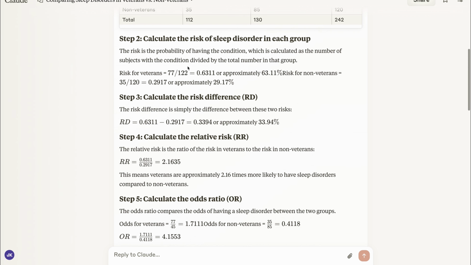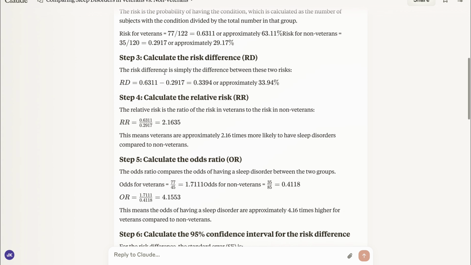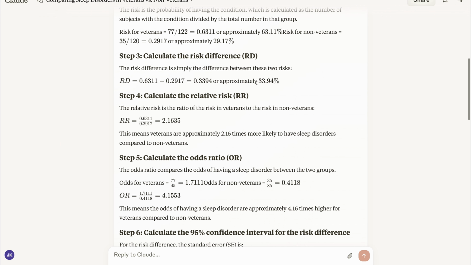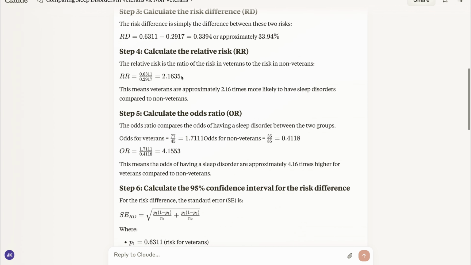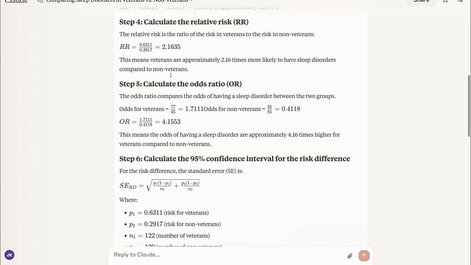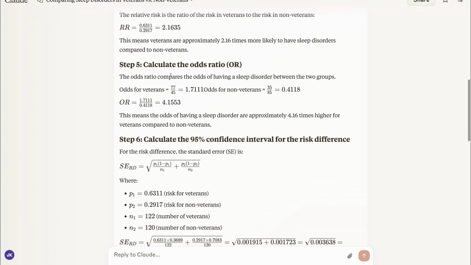Claude does start there with the risk of sleep disorder in each group. So that's going to be our conditional probabilities there, then calculates that difference, the risk difference, comes up with the correct solution, calculates the risk ratio or relative risk, and it's got the correct solution there. Same for the odds ratio.